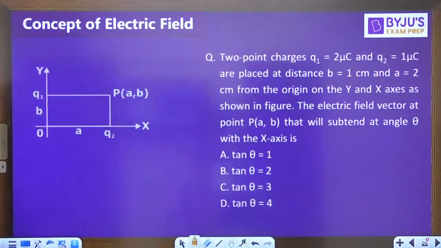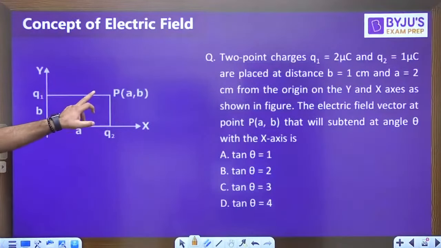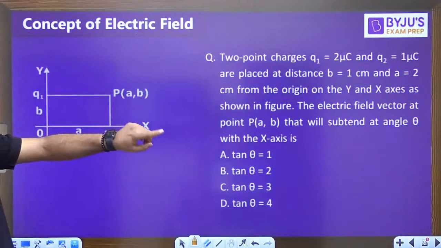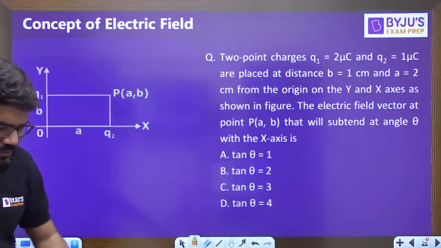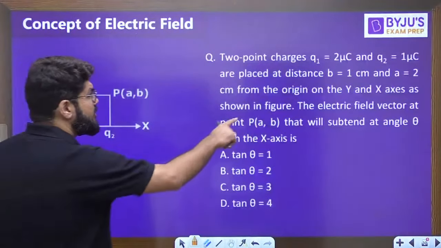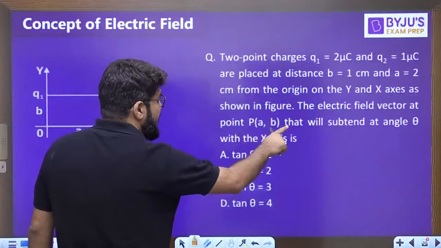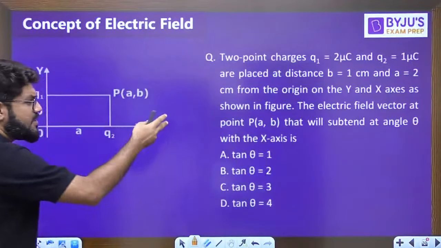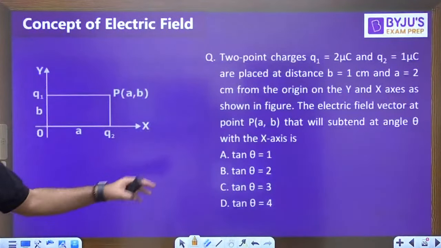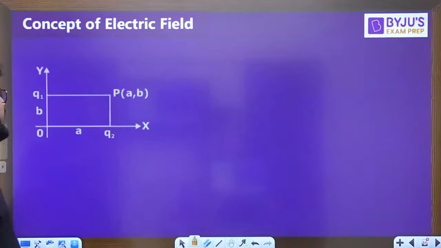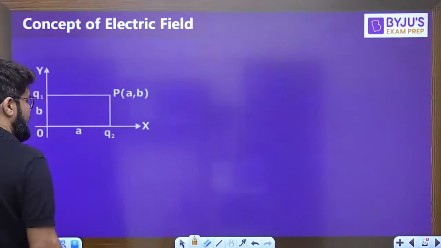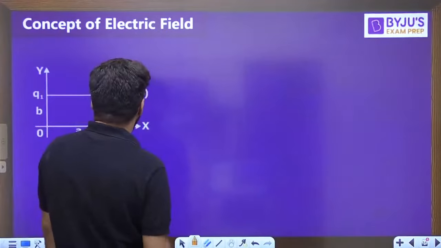Two point charges Q1 and Q2 are placed at a distance B and A from the origin on the Y and X axis as shown in the figure. The electric field vector at the point P (A, B) will subtend an angle theta with the X axis. And what is that theta? What is the tangent of the theta? The options are asking, right? Electric field at this point.